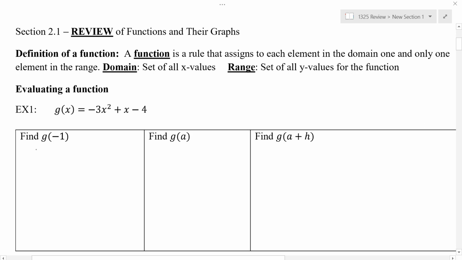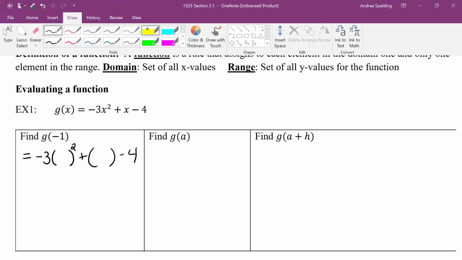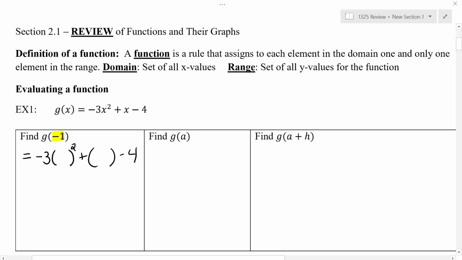So we know what that means. That means we want to go to equation g. Everywhere that we see an x, we're going to replace that with a negative 1. So my first suggestion is that you write out the function. Write out that equation, but in place of x, put parentheses. Now inside of those parentheses, I am going to put in a negative 1.